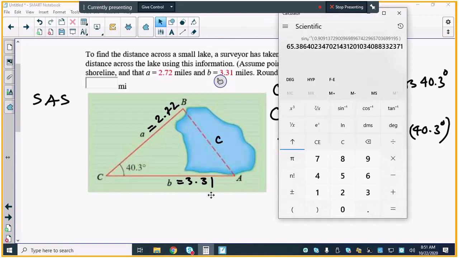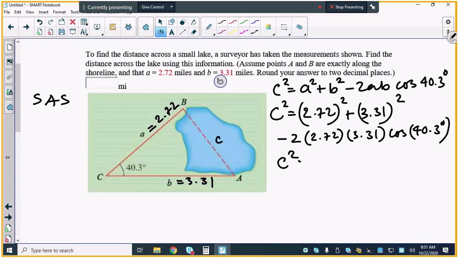So let's work it out. We have 2.72 squared plus 3.31 squared minus 2 times 2.72 times 3.31 times 40.3 in degrees, and I take the cosine measure of that, and that is going to be 4.6216.